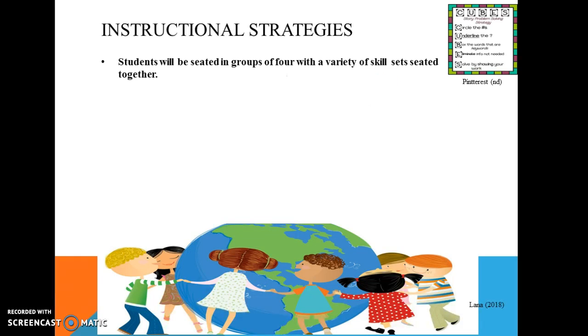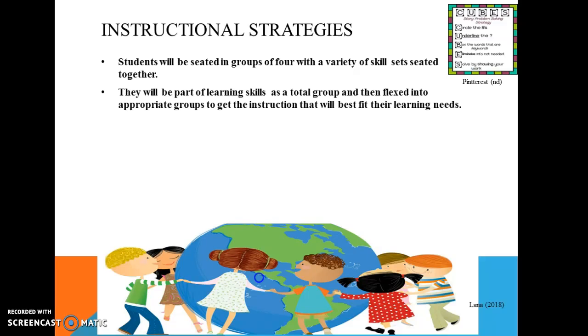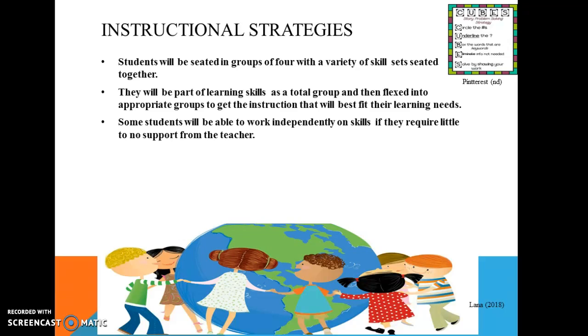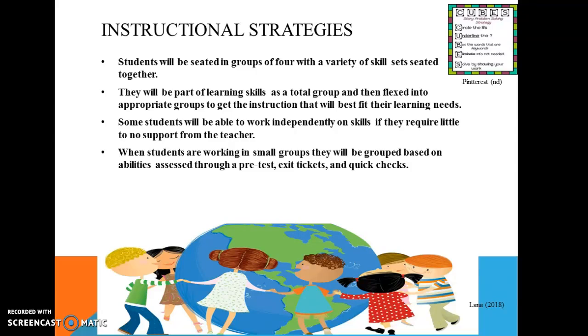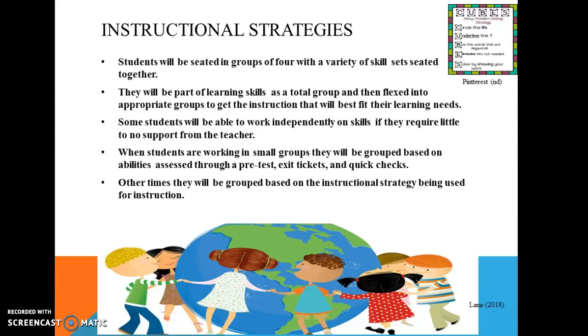And the instructional strategies used is the students will be seated in groups of 4 using a variety of skill sets seated together. They will be a part of learning skills as a total group, then flex into the appropriate groups to get the instruction that best fits their learning. Now, I will have some students that won't have to flex into teacher groups, but they will work independently on skills, and they will require little to no support from me. When students are working in small groups, they will be grouped based on their abilities assessed through pre-tests, exit tickets, and quick checks. Other times they will be grouped based on the instructional strategy being used for instruction.